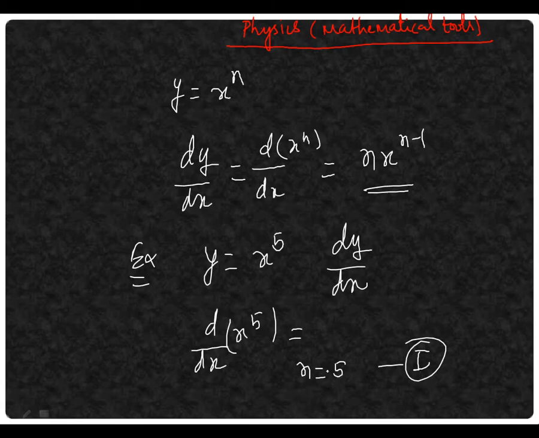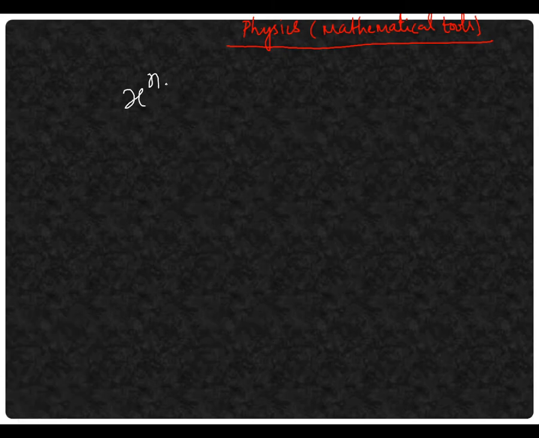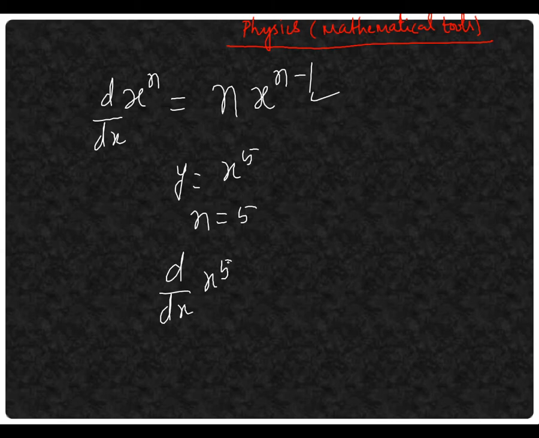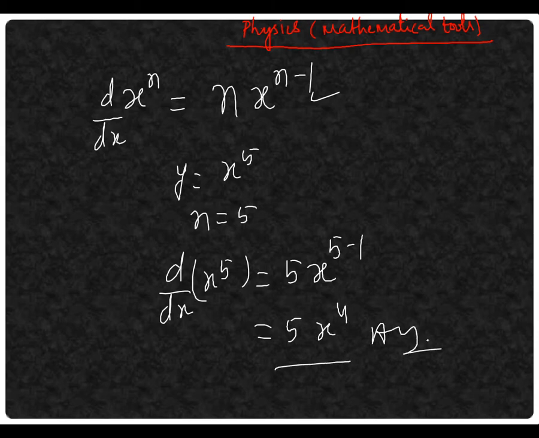Now we apply the formula. So what is our formula? Our formula is dy by dx of x to the power n is equal to n x to the power n minus 1. Since y is equal to x to the power 5, n is equal to 5. So dy by dx of x to the power 5 is equal to 5 x to the power 5 minus 1, that is equal to 5 x to the power 4. So it is our answer.